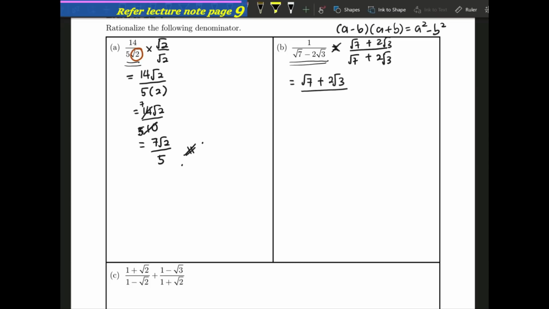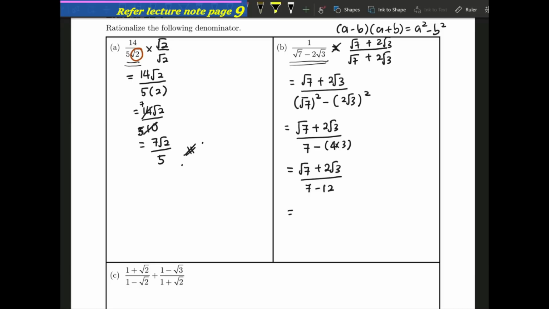So the numerator multiplied by 1 becomes surd 7 plus 2 surd 3, over A minus B multiplied by A plus B, which becomes A square minus B square. So what's the A? Surd 7 is the A. Surd 7 square minus 2 surd 3 square. So surd 7 plus 2 surd 3 over surd 7 square becomes 7, minus 4 multiplied by surd 3 square, the surd will be eliminated. So 4 multiplied by 3. So we have surd 7 plus 2 surd 3 over 7 minus 12. So what's the answer, class? You get negative. Surd 7 plus 2 surd 3 over 5, or you can simply put negative 5 here.